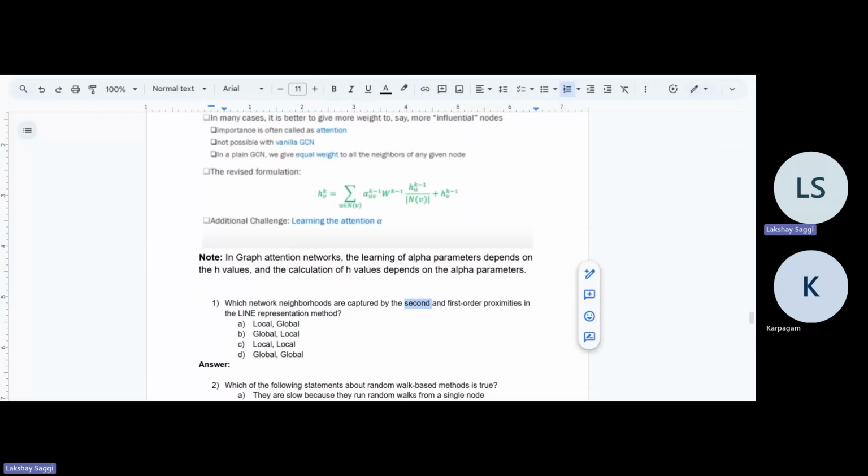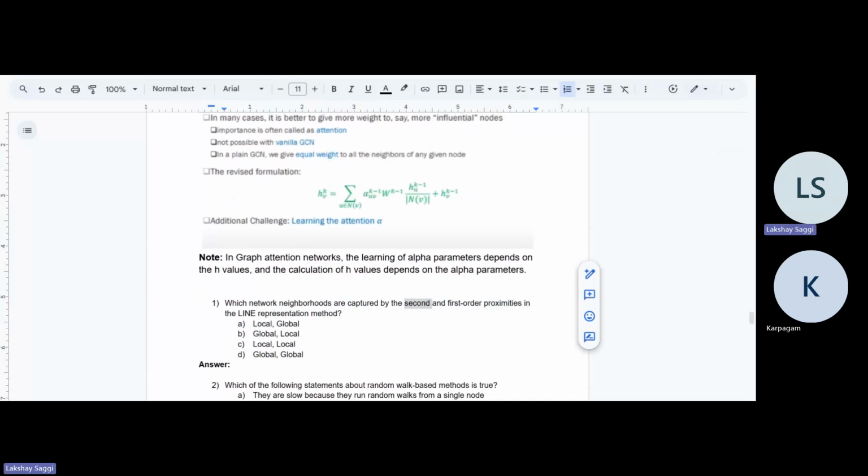First order proximity says that if the nodes are directly connected to each other, then they should be close in the resulting graph embedding. Whereas second order proximity states that even if two nodes are not directly connected, but they have a lot of common neighbors, then they should also be close in the graph embedding. So this is the high-level idea of the LINE representation network.